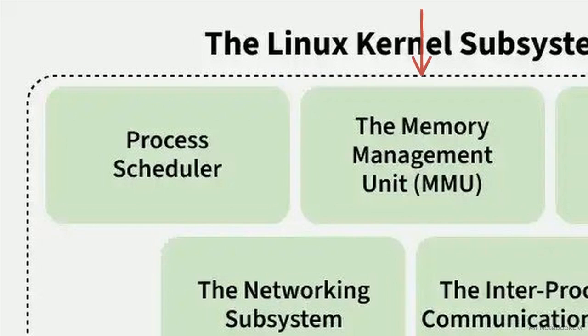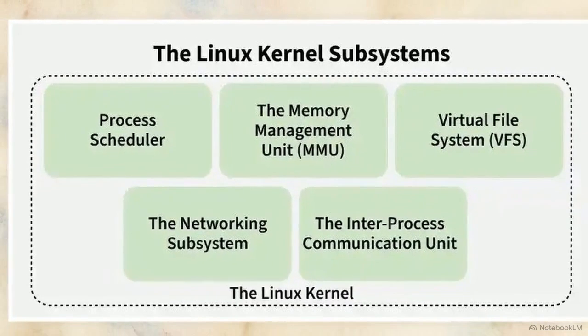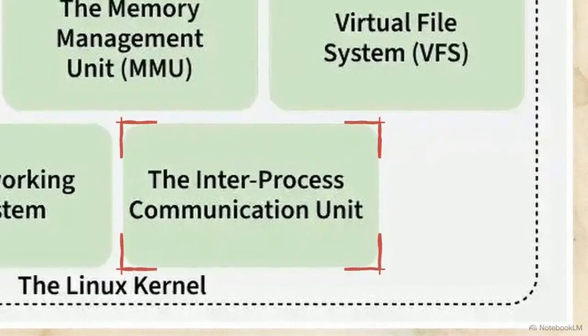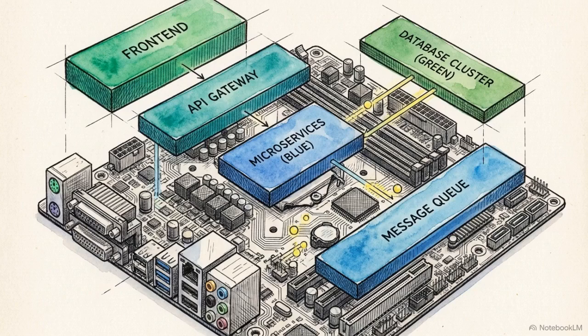The MMU ensures programs don't overwrite each other's data in RAM, while the process scheduler guarantees no single application hogs the CPU's processing time. Alongside them, the virtual file system manages physical storage, the networking subsystem handles data transmission, and the inter-process communication unit allows separate programs to synchronize and talk to one another. How an architect chooses to organize these specific subsystems in memory determines the machine's entire identity.